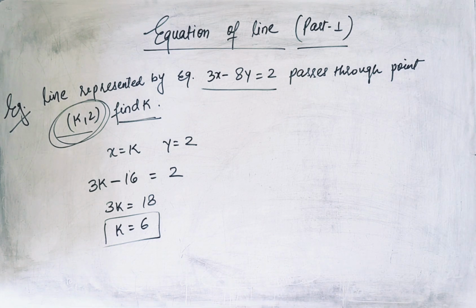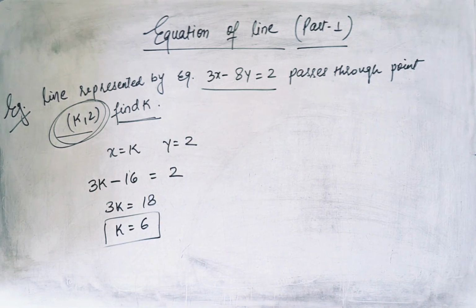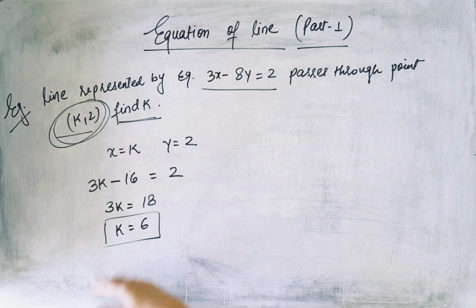So we have seen, if they ask whether this point is represented by this equation or not, we have to prove LHS equals RHS. But if they are saying that this point lies on this equation, we have to find out the unknown value. So we'll solve like this.